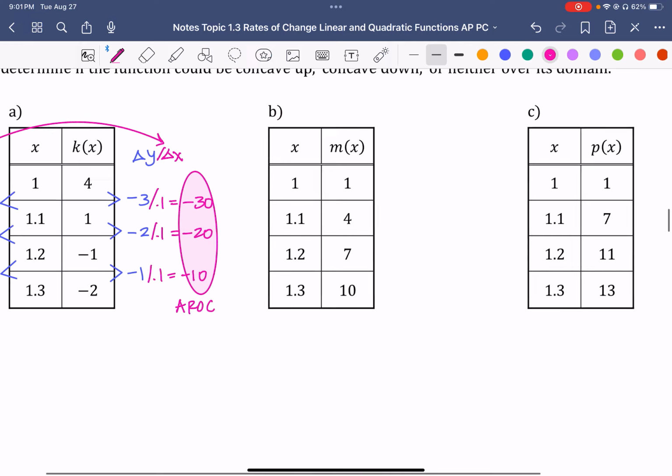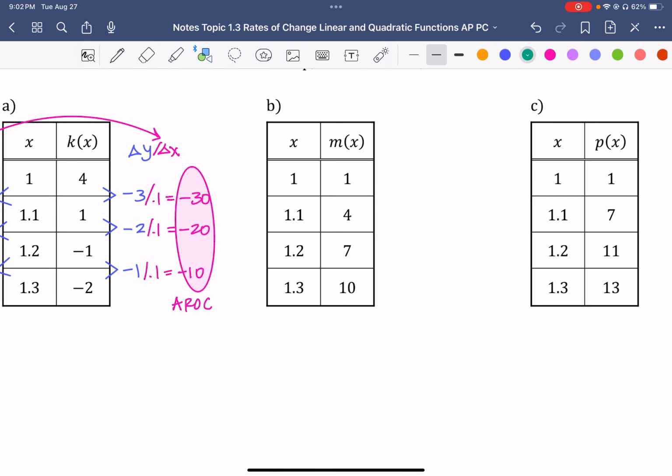Okay, now let's repeat the process one more time. To get from negative 30 to negative 20, I need to add 10. And from negative 20 to negative 10, I'm going to add 10. Okay, so the rate of change of my average rate of change is positive 10. I'll put this over here: rate of change of your average rate of change.